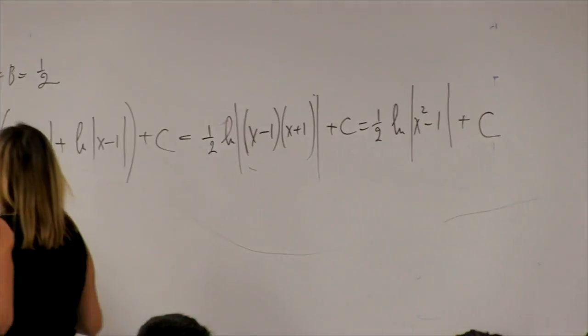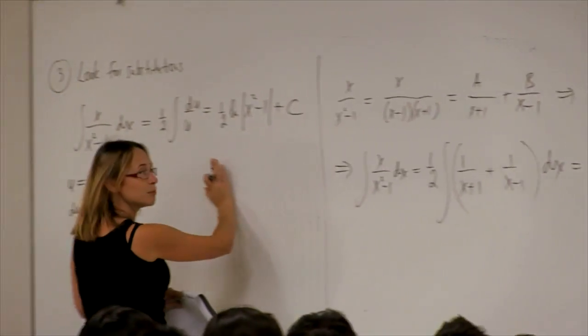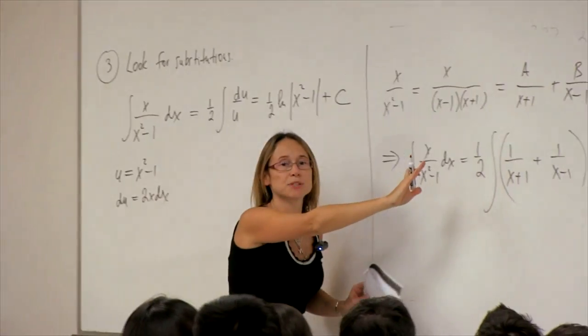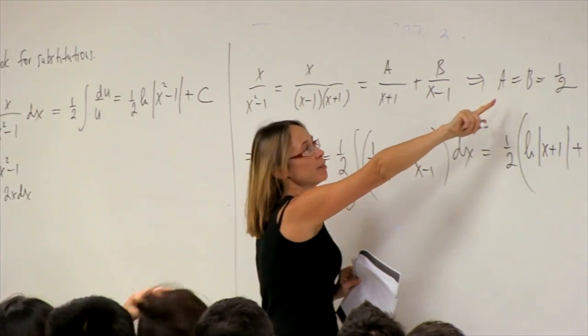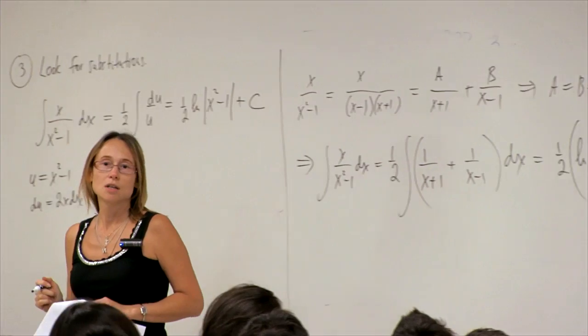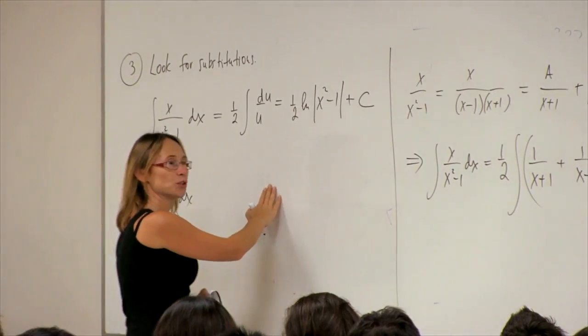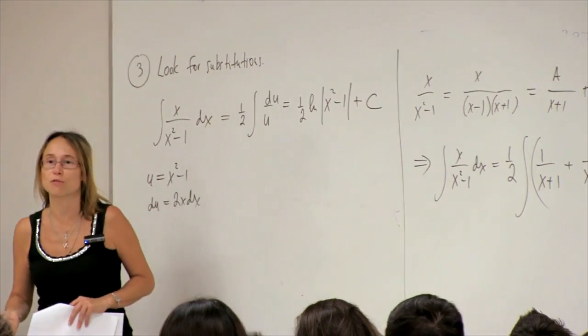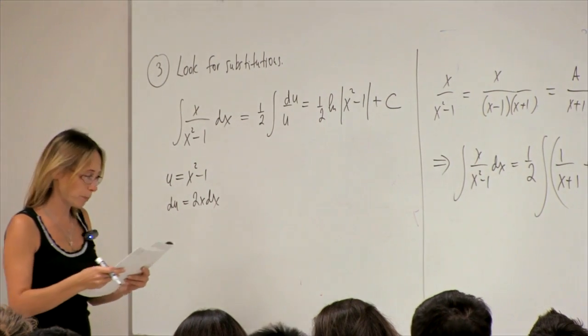So which method is better? You can see that this is a one-liner, right? And here I even skipped some steps. I told you A and B are both 1/2, but really you had to do that. So sometimes you can make a shortcut by picking a more effective, more efficient method.